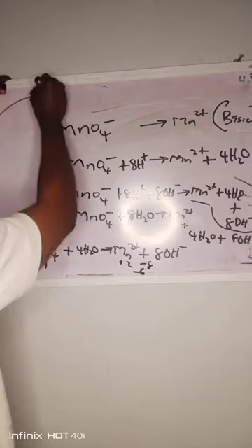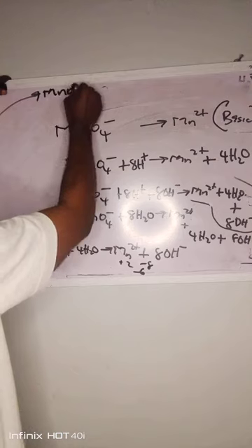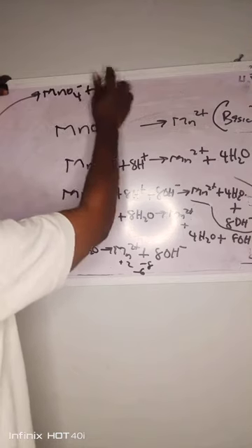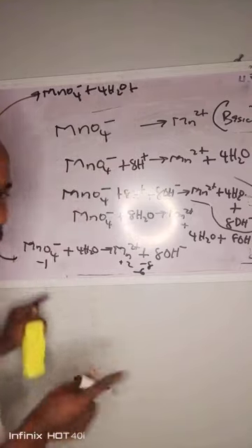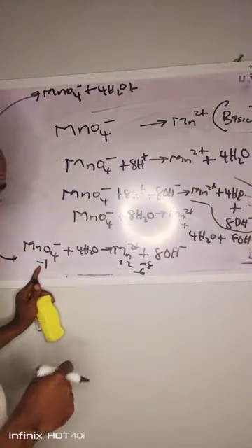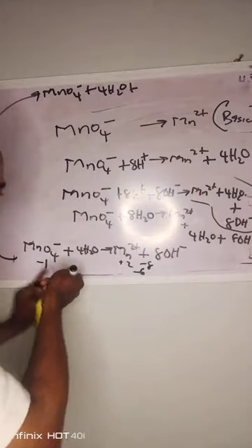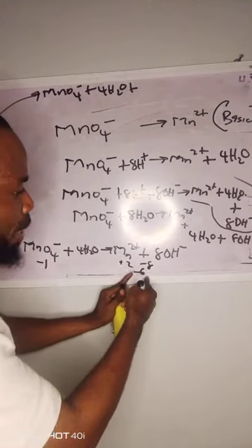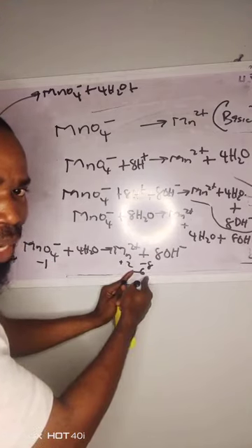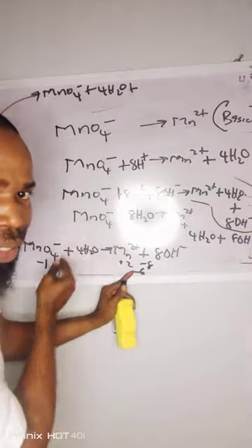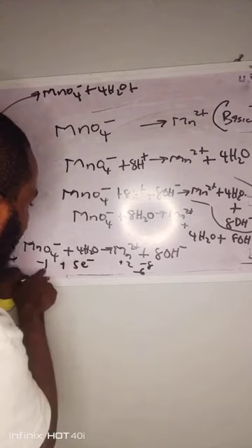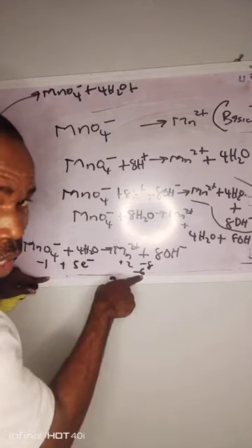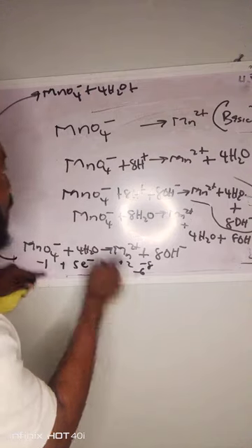So my final equation will now be MnO4 minus plus 4H2O plus, remember we said -1 is the total charge on the reactant side and this is -6. So for me to make the charges balance, I need to add 5 electrons to the reactant side. Why? Because plus 5e minus, so -1 minus 5, you get -6. Making sense? Okay, now let's go.